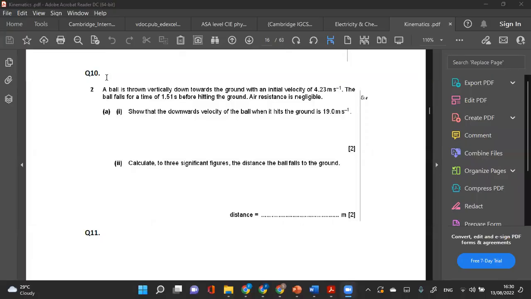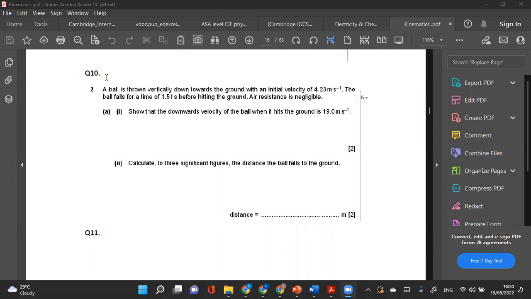Okay, let's go ahead and take a look at this particular question. What the question actually states is: a ball is thrown vertically down towards the ground with an initial velocity of 4.23 meters per second. The ball falls for a time of 1.51 seconds before hitting the ground. Show that the downwards velocity of the ball when it hits the ground is 19.0 meters per second. So the information given to you is the initial velocity and the time. So this is pretty simple.